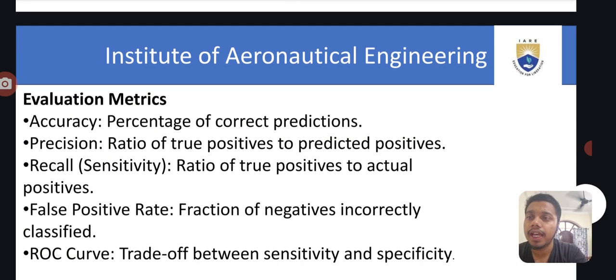Evaluation metrics. Accuracy is the percentage of correct predictions. Precision is the ratio of true positives to predicted positives. Recall, or sensitivity, is the ratio of true positives to actual positives. False positive rate is the fraction of negatives incorrectly classified. The ROC curve shows the trade-off between sensitivity and specificity.